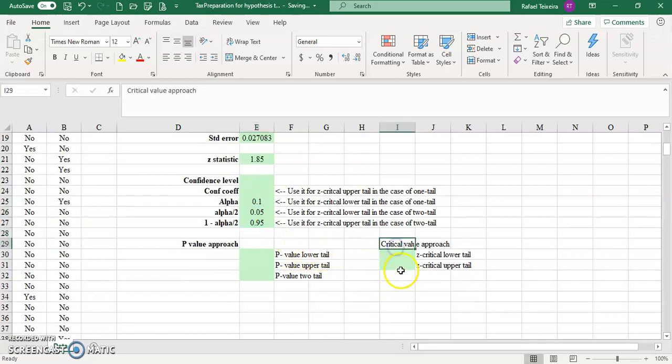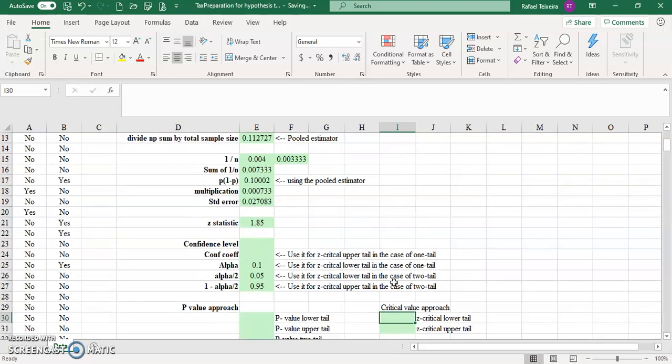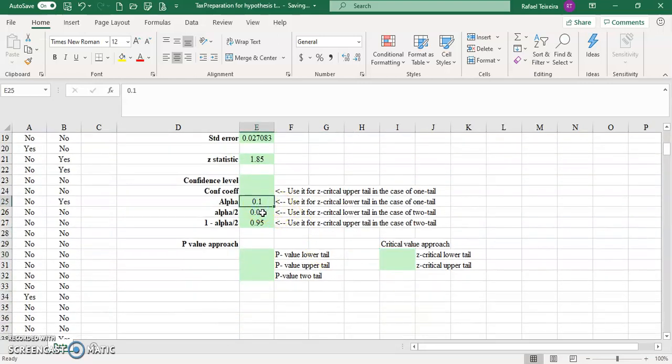So critical value approach, let me finish this. So I'm doing the critical value approach. As you see, I got the alpha. Because it's a two-tail, I divide by 2. If it is one tail, you only do it for one of the tails. Use it for z critical lower tail in the case of one tail, okay? This one, use it for z critical lower tail in the case of two tail. And this is, use it for z critical upper tail in the case of two tail, okay?